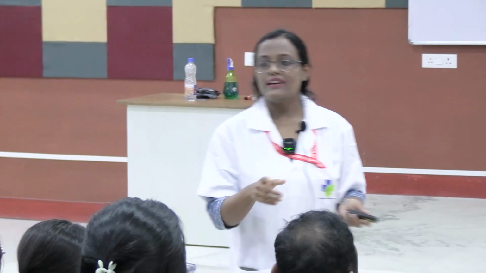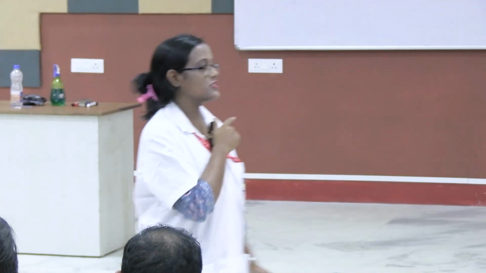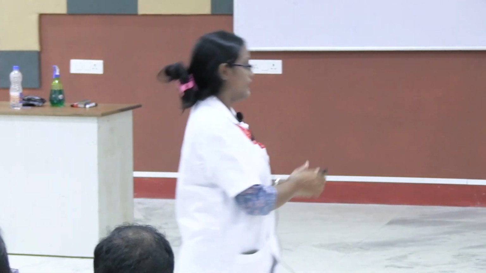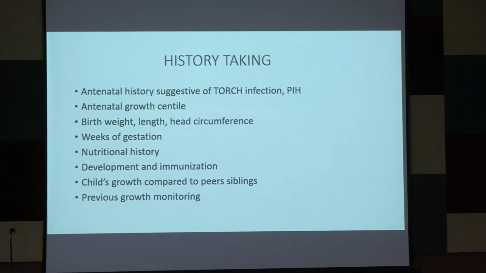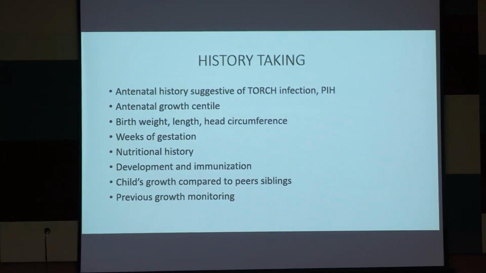Start with history taking. History should be taken not only from birth, but much earlier than that. Why? Because we have seen that there is a cause called SGA, which is one of the important causes of short stature. So start with that. Was there any antenatal infection like TORCH infection? PIH is pregnancy induced hypertension, which causes placental insufficiency, and that ultimately hampers fetal growth. So go for the antenatal growth centile, if available from the antenatal USGs.